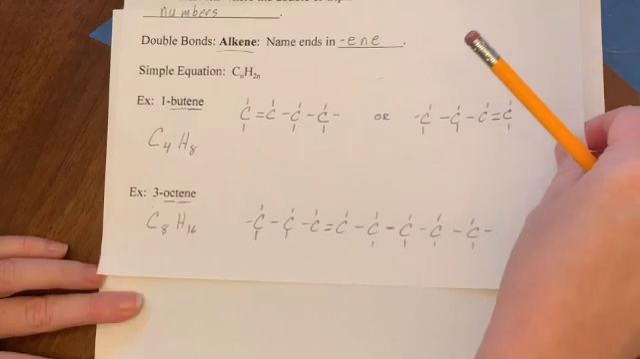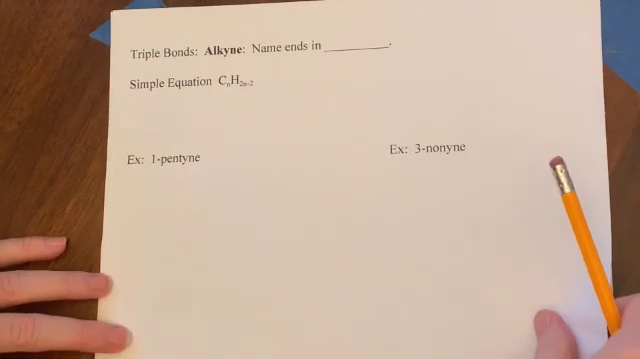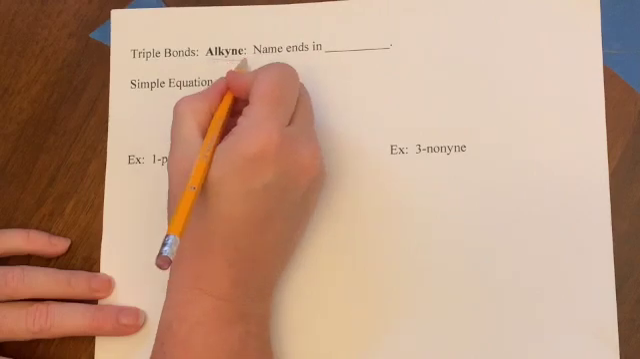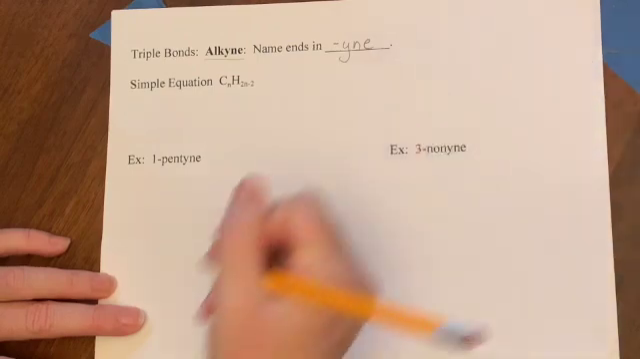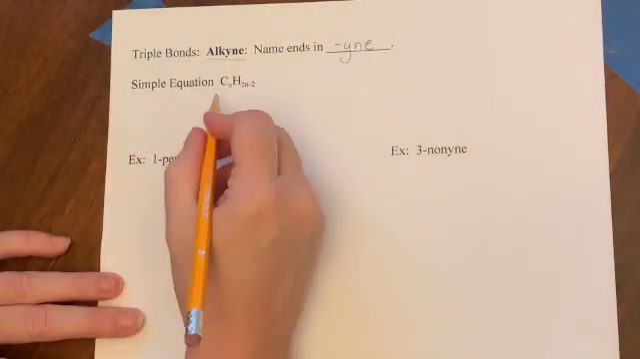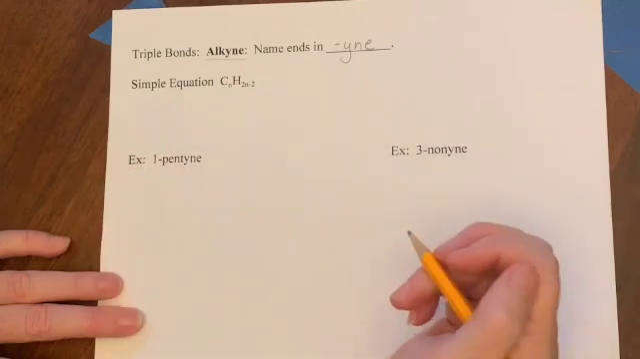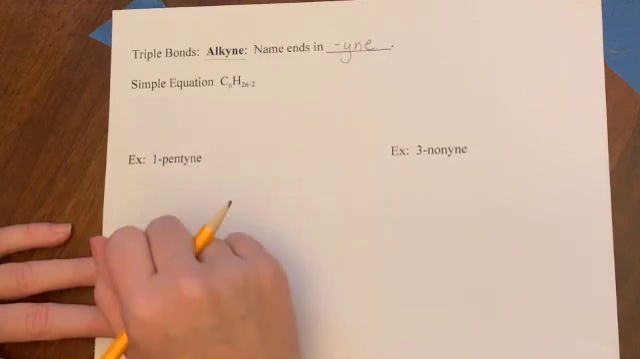Okay, great. So now we're going to move on to the alkynes, and that's how you say it, alkyne. An alkyne has a triple bond, and the name is going to end in yne. Your simple little equation for alkynes is CnH2n minus 2. You can see as we use multiple bonds, the number of hydrogens is reducing. So let's go ahead and look at our examples.